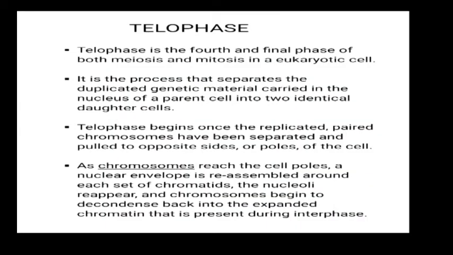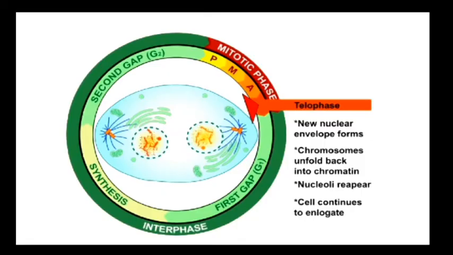The fourth and final phase of mitosis is telophase. The picture here shows telophase. Here we can see a new nuclear envelope forms around each nucleus. The chromosomes are unfolded back into chromatin. The nucleoli reappear. The cell continues to elongate.